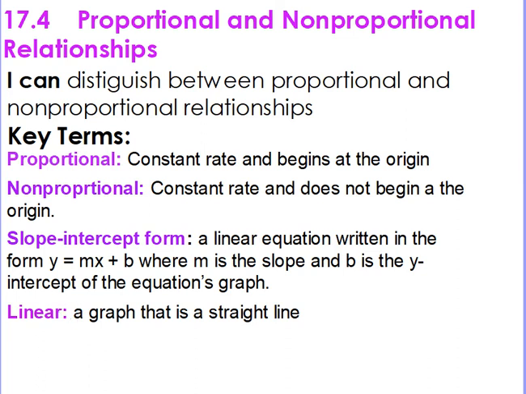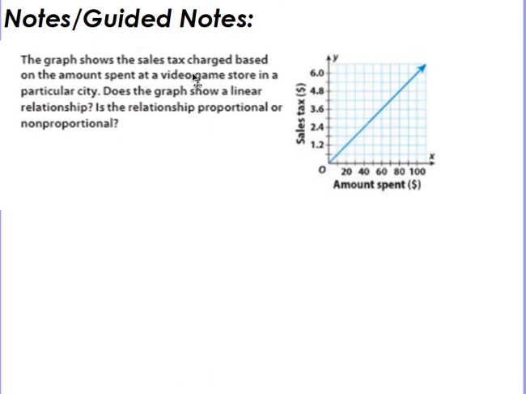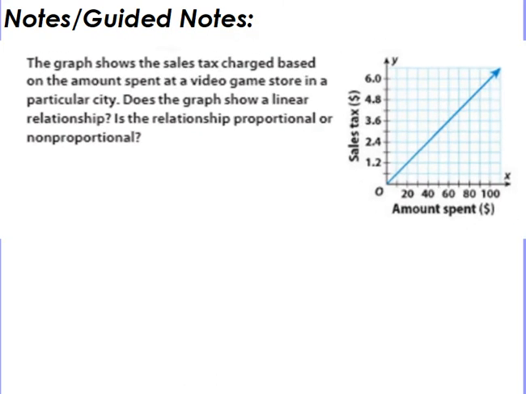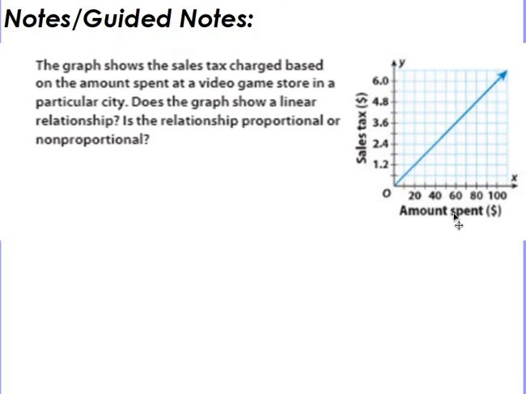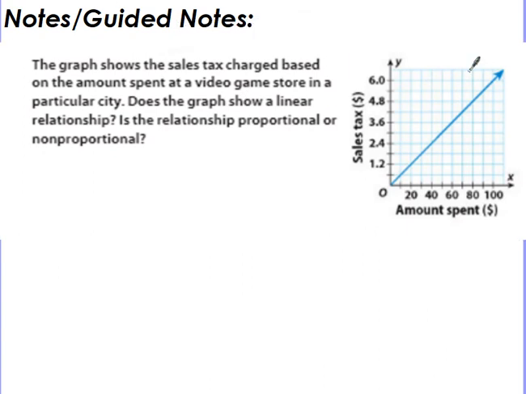So here we go. All we're doing is looking at these certain scenarios. I'm going to make this a little bit bigger for you guys. Looking at different scenarios, and we're talking about whether or not they make a proportional relationship. So this shows the sales tax charge based on the amount spent at a video game store. Right away we notice that it is a constant rate of change because it makes a straight line. It is linear.